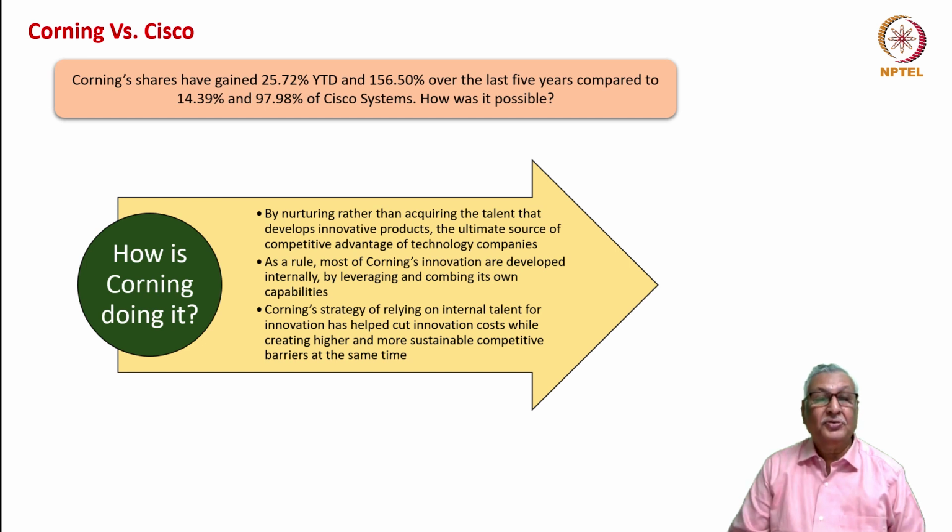Corning versus Cisco. Both are technology companies in different senses. But Corning has been superior to Cisco, although Cisco has been a technology company, because Corning acquired talent that develops innovative products, the ultimate source of competitive advantage of technology companies. As a rule, most of the innovative products of Corning are developed internally by leveraging and combining its own capabilities. And its strategy of relying on internal talent for innovation has helped cut innovation costs while creating higher and more sustainable competitive barriers at the same time.